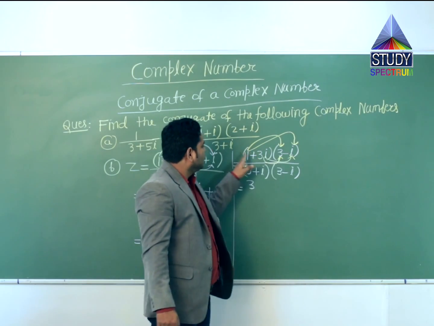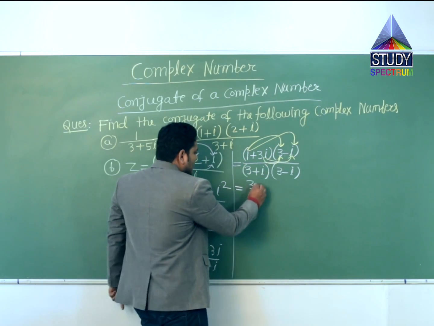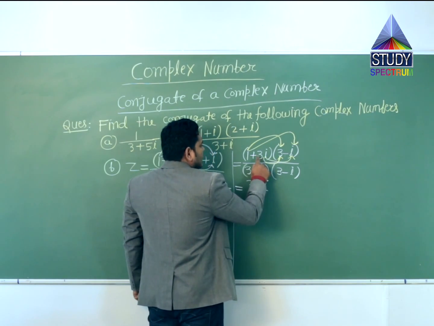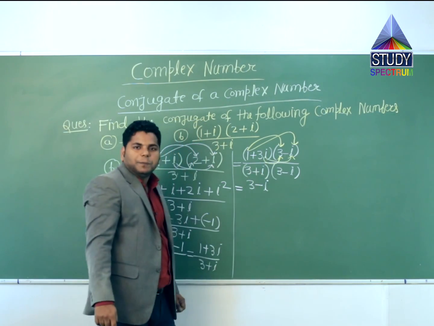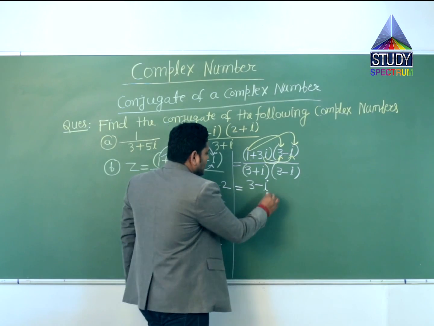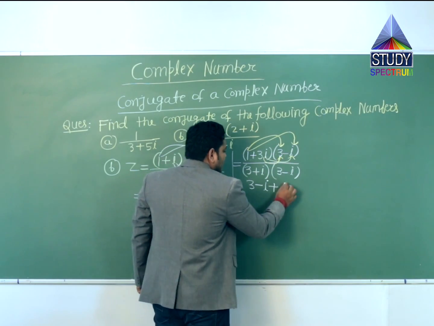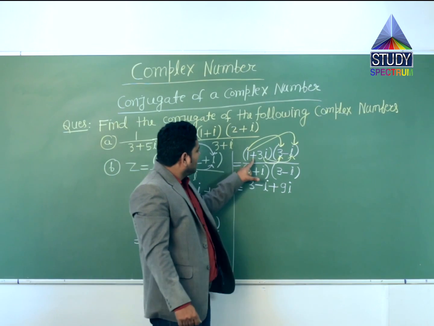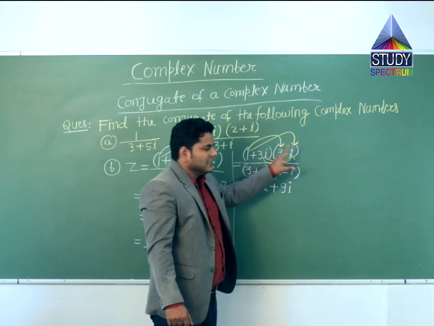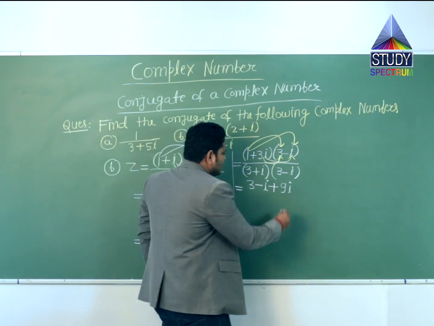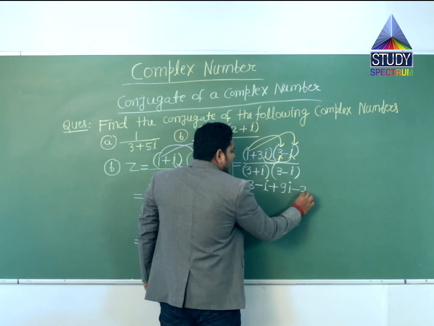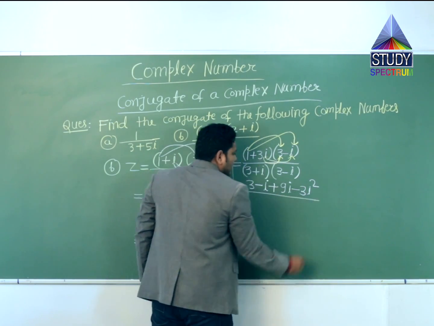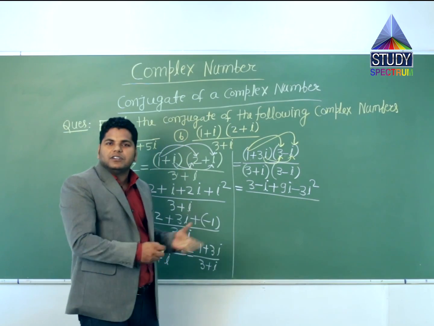1 into minus i. So plus into minus is minus, and 1 into i is i. Okay. Plus 3i into plus 3. So plus into plus is plus, and 3i into 3 is 9i. Got it? Now plus 3i into minus i. So plus into minus is minus 3, and i into i is i square.